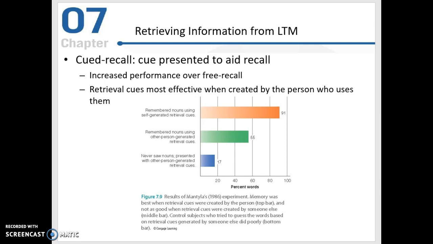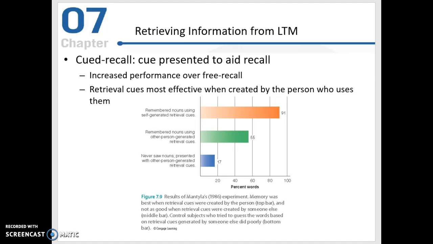So the first thing is that retrieval cues are most effective when created by the person who uses them. So when there were participants viewing a list of words, they were put into a couple of different groups. They generated retrieval cues on their own. So for example, I believe the textbook gives you the example of bananas, and someone might have written yellow bunched fruit to remember bananas. And they were supposed to be retrieval cues that were specific to them.